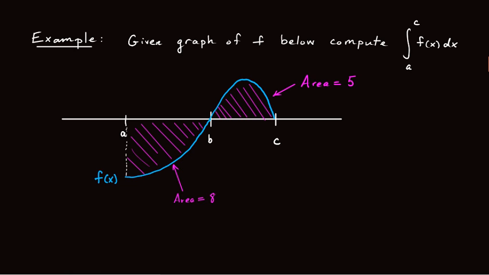Let's do another example. Given the graph of f below, compute the integral from a to c of f of x dx. This is something you might see in your exercises. So I have a, b, and c, and f of x is this blue curve. And I'm told that the area here is 8, and the area above the x-axis is 5. So by what we discussed before, I should take the positive area, which is the 5, and then I subtract off the negative area, which is 8. So altogether I get the definite integral is minus 3.